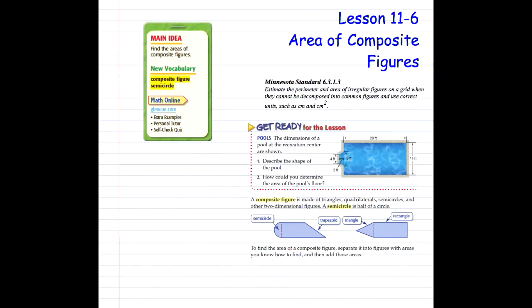This is lesson 11.6, area of composite figures. The dimensions of a pool at the recreation center are shown. Describe the shape of the pool.